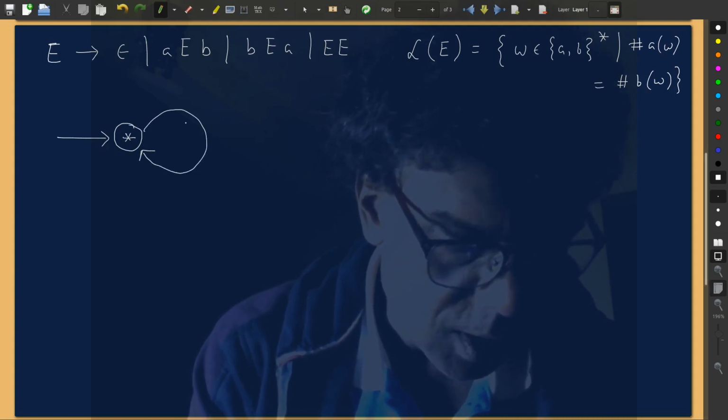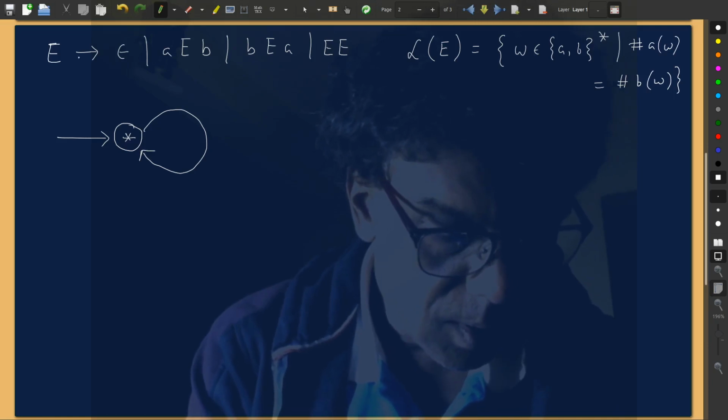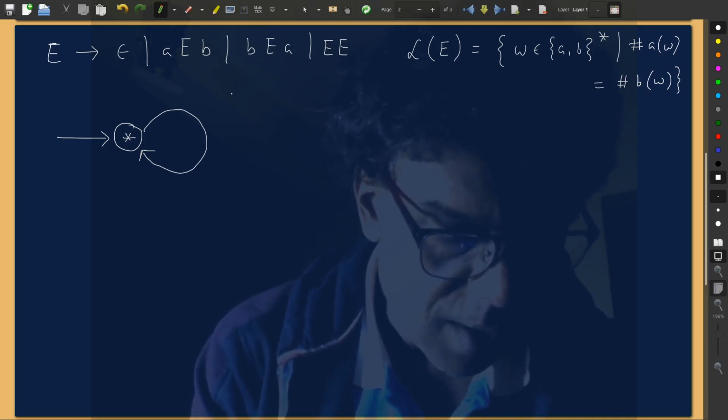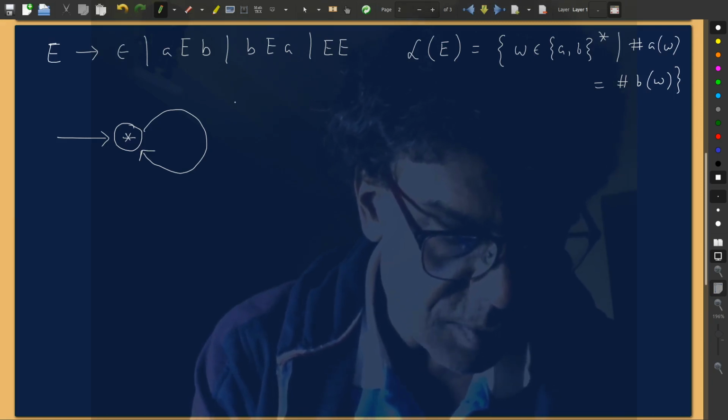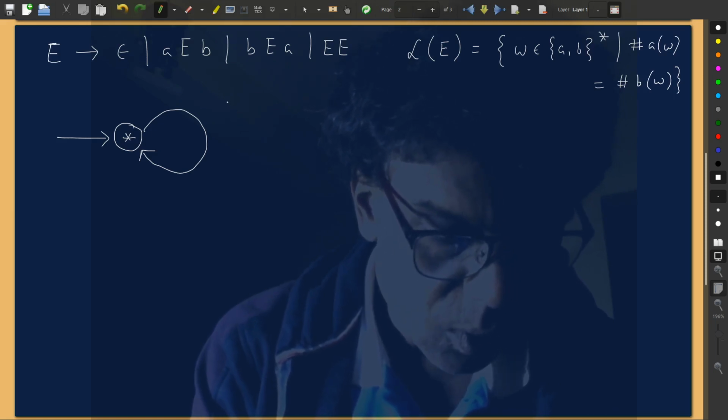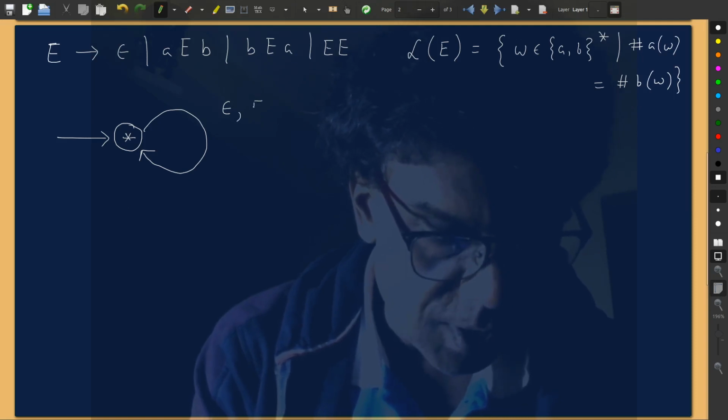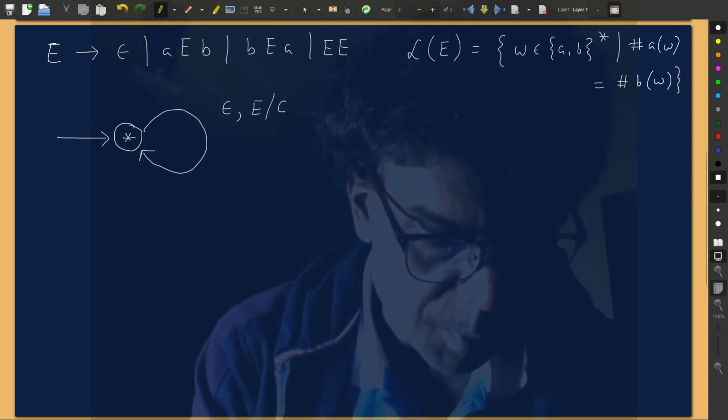For each rule, there are 4 rules, I have to add 4 transitions. This is something like this. First one, E can be epsilon, so consume nothing. And if you see E at the top of the stack, just pop it out.